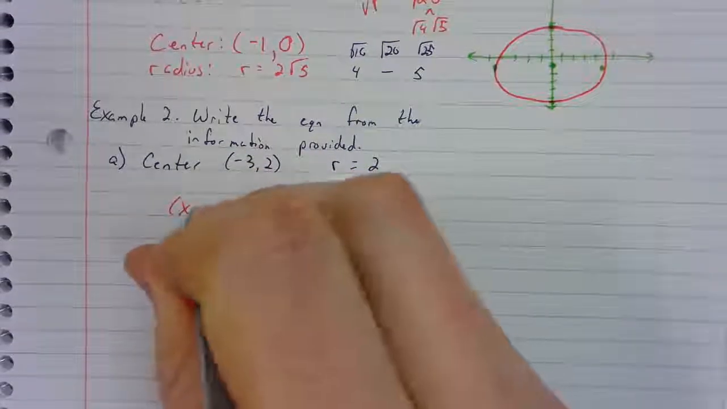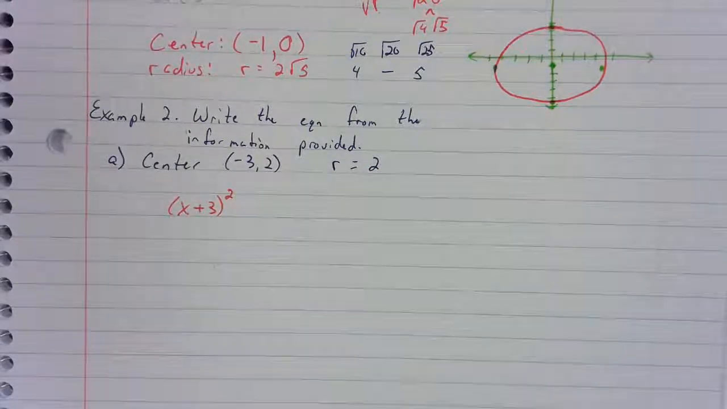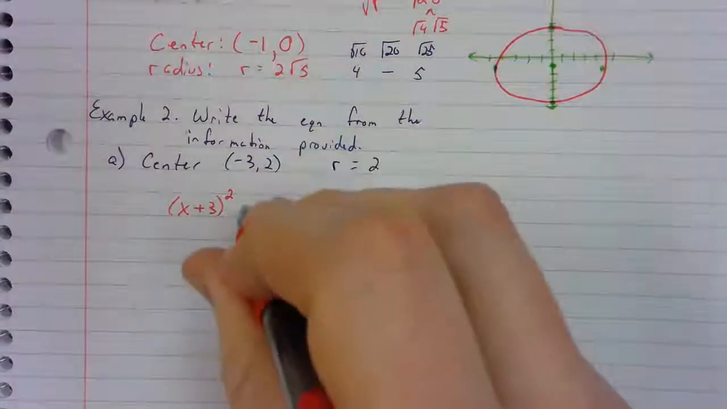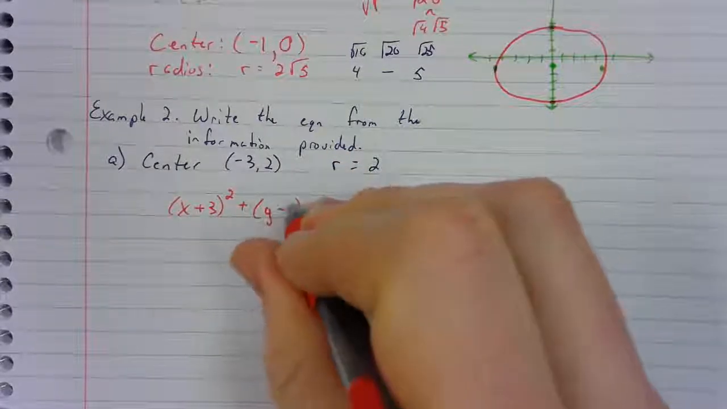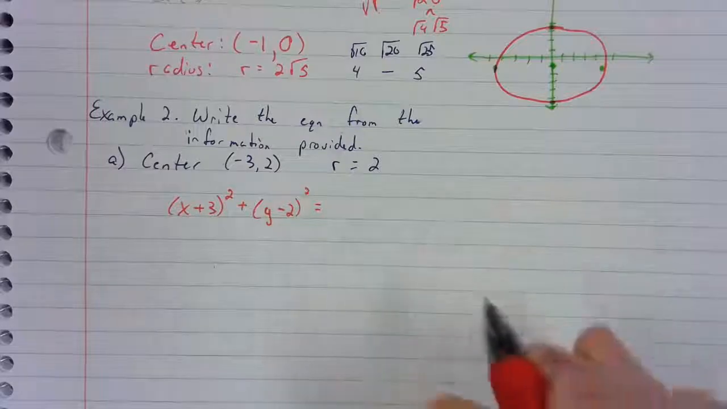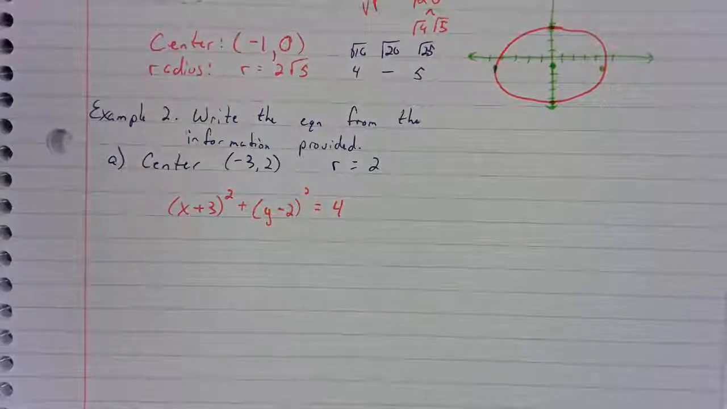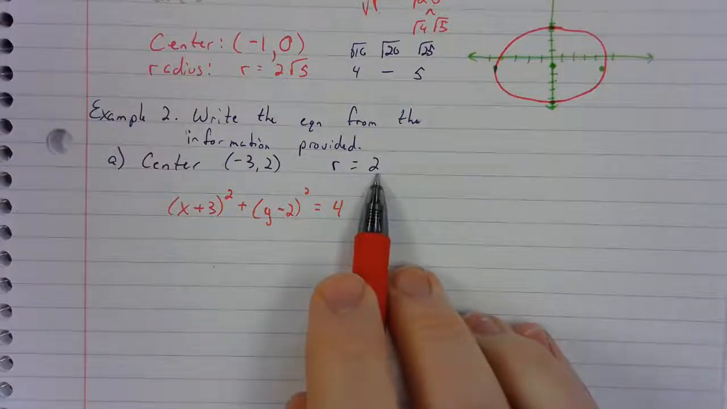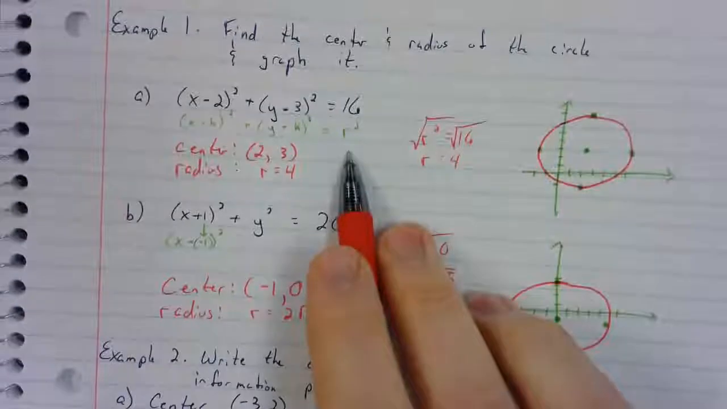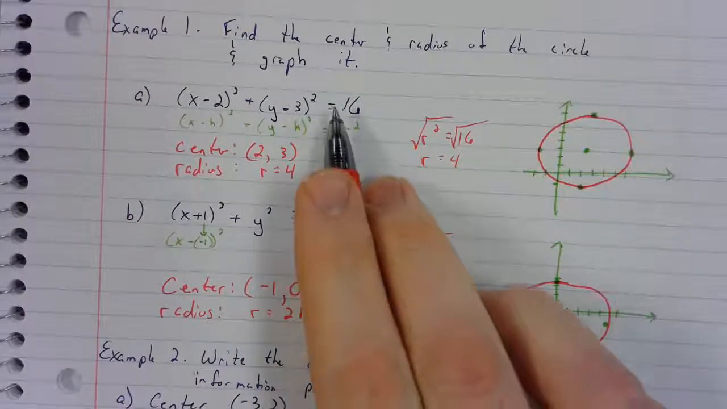Very good. Remember, it changes signs whenever it leaves or enters the parentheses. So that's x plus 3 squared. Plus, what am I going to put next? Very good. Equals, on the other side, 4. Perfect. Easy enough, right? The radius squared, right? In our equation, it's always r squared. So whatever the radius is, square it. And that's the number that goes there.